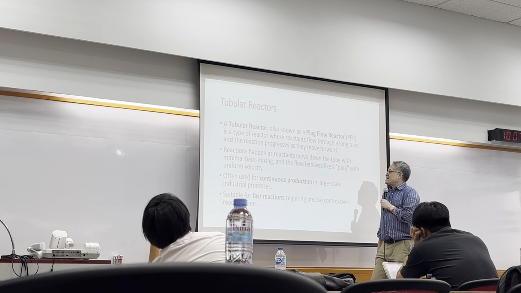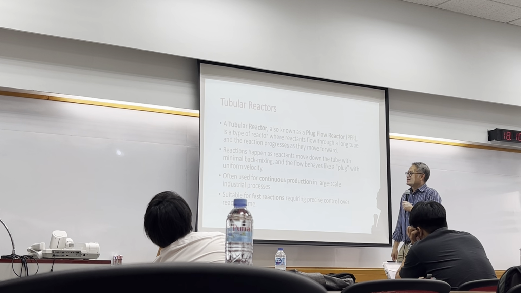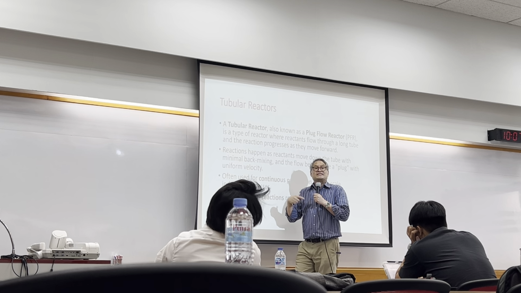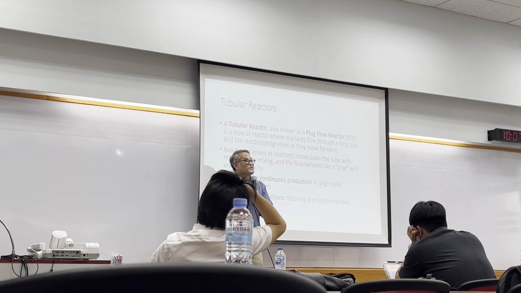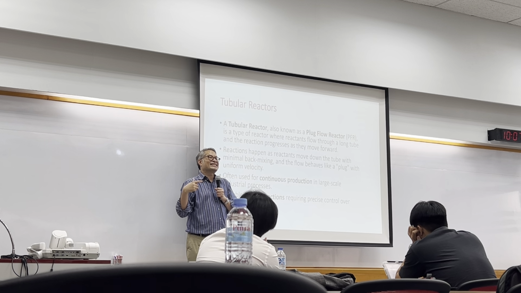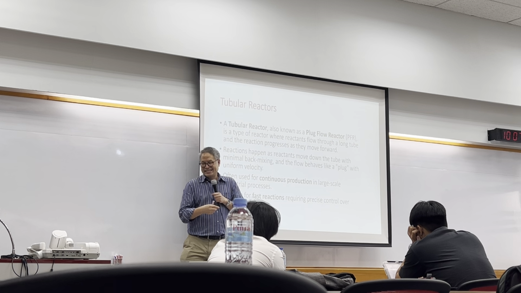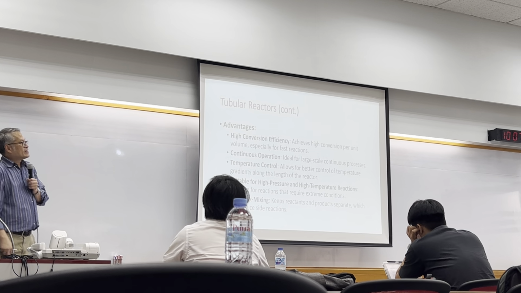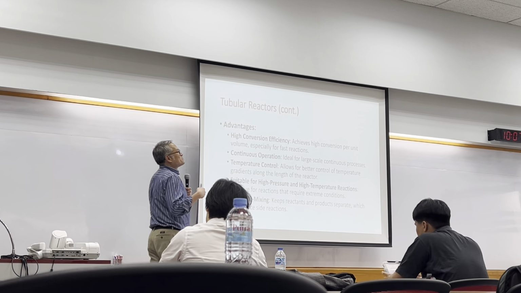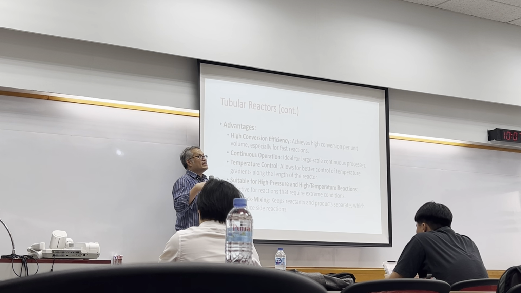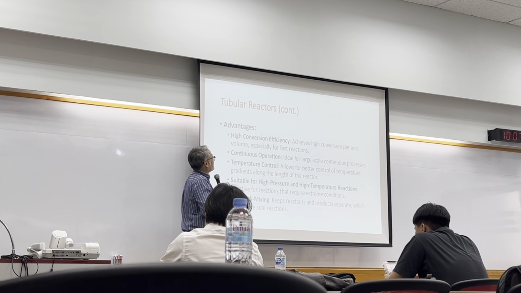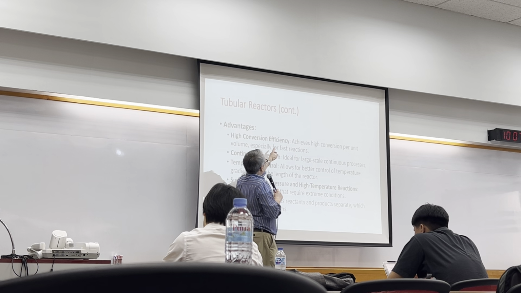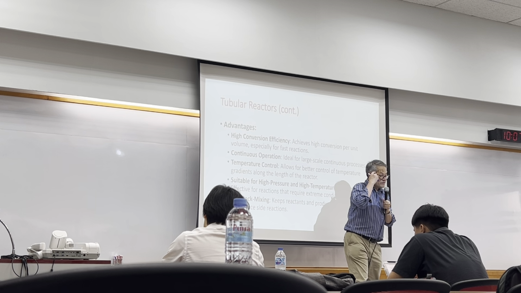It is used for continuous production in large-scale industrial processes, suitable for fast reactions that need precise control over time. Because it's just a tube, the controller just controls the flow rate, the feed rate. That's it. But if there is some heat involved, then you might need to look at the heat transfer requirements for this type of reactor. So, advantages of the plug flow reactor: you can achieve high conversion.